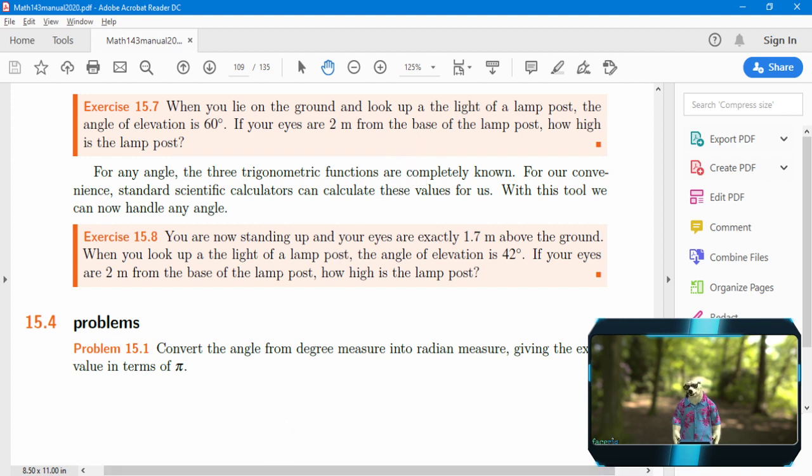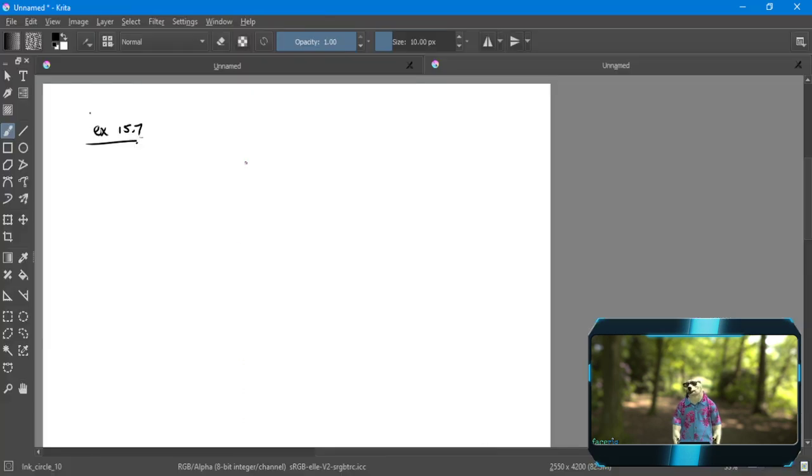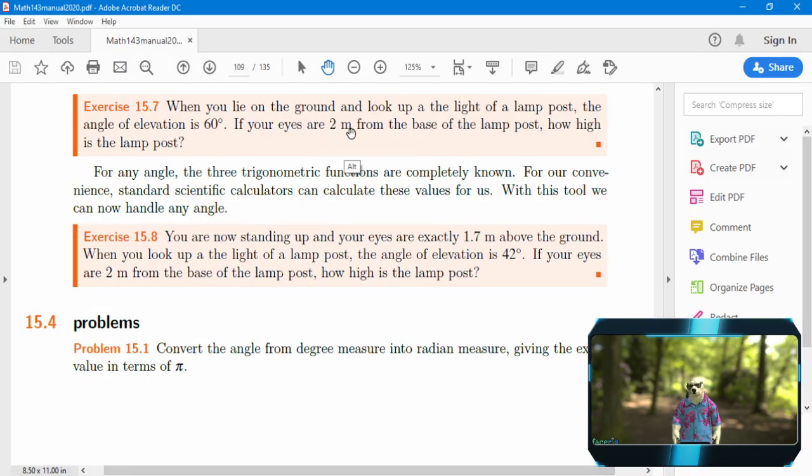So let's draw a picture to see what is happening here. So I have my lamppost here. There's the light shining, and here's the ground. Everything's perfectly flat, so this is going to be perpendicular. And I'm just going to put my eyes a little bit further away, but they do tell me that this is 2 meters from the base of the lamppost.